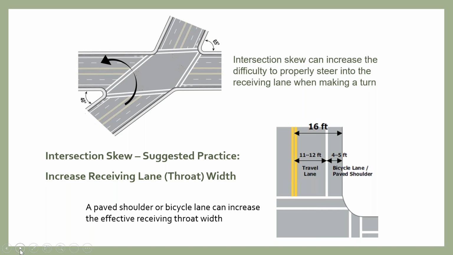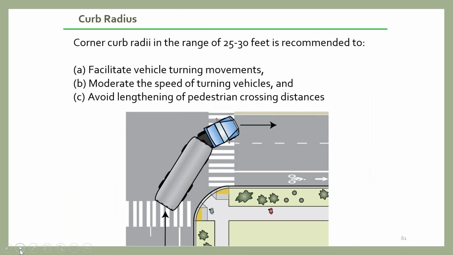So there is a recommendation in the handbook that talks about increasing the throat width of the receiving lane, and that could be a shoulder, could even be a bicycle lane. If it's a signalized intersection, we wouldn't have this conflict of the turning vehicle and a cyclist, but it basically allows for additional pavement, additional space in the receiving lane in the throat width. So that's really the basis behind that recommendation in the handbook.